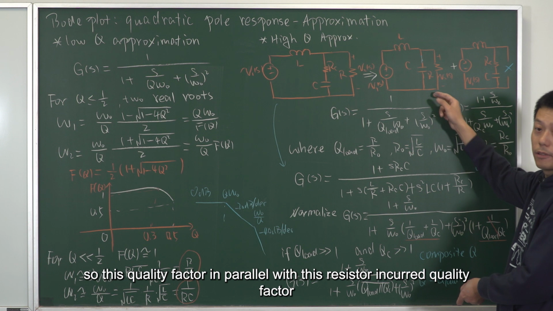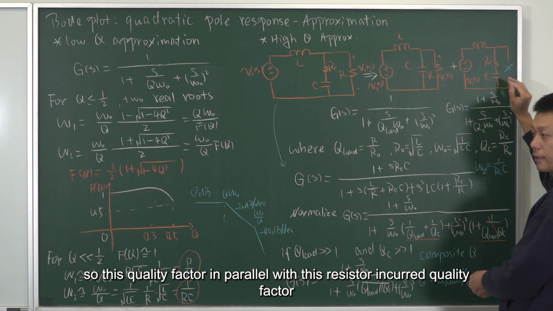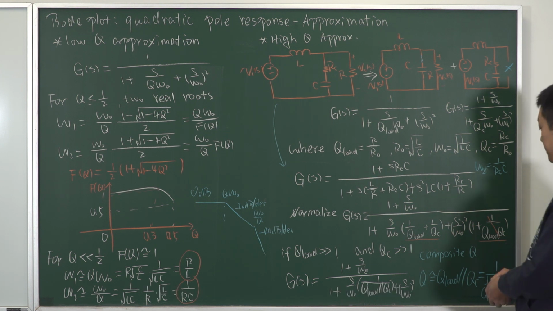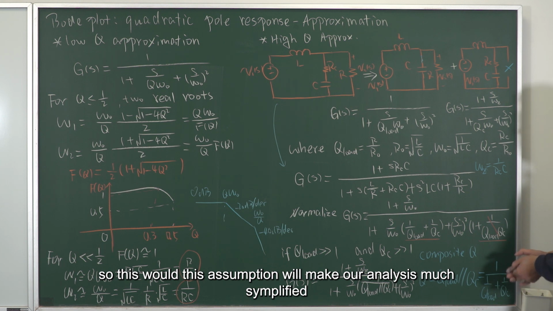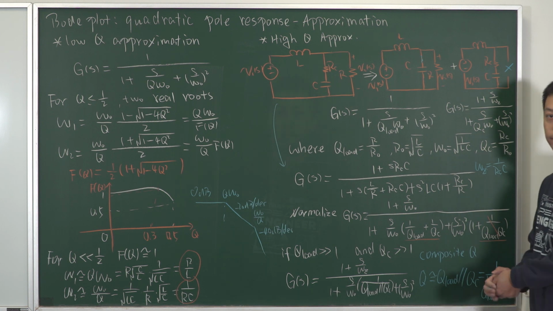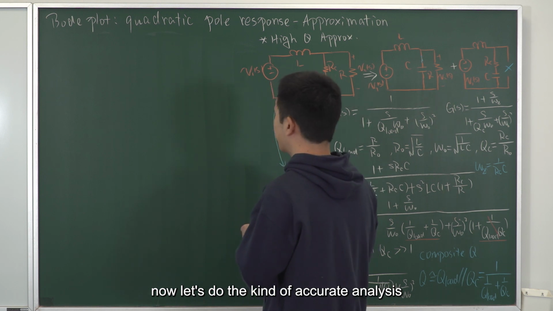So this quality factor in parallel with this resistor-incurred quality factor equals 1 over Q load plus 1 over QC. So this assumption will make our analysis much simplified. Okay, now let's erase the whiteboard. Okay, we have erased the blackboard. Now let's do the more accurate analysis.